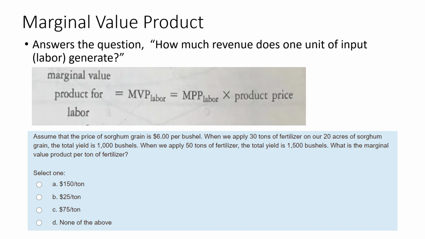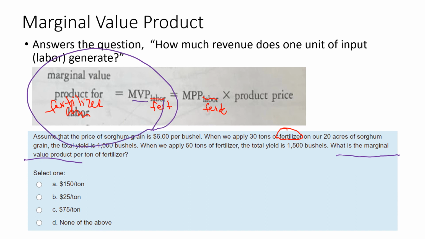Up to this point, we've only been talking about the input of labor. However, this problem is asking us to consider a different input. The input in this case is fertilizer. So we're going to use the same equation, but instead of labor, we're going to write fertilizer. Okay? So the question is asking us, what is the marginal value product per ton of fertilizer? So it's asking us to figure this part out, the marginal value product for fertilizer.